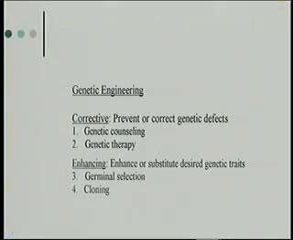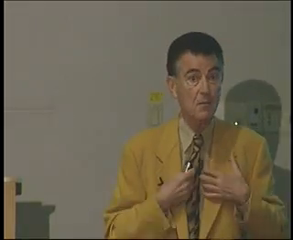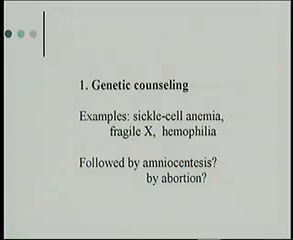So back to the four techniques. Genetic counseling and genetic therapy, you remember, are the two techniques to correct diseases, to correct defects. Then germinal selection, which I will explain, and cloning, for people who want to produce individuals with desirable traits, for example, my own traits by cloning myself, or simply improve certain qualities in humankind. I will discuss briefly one at a time.